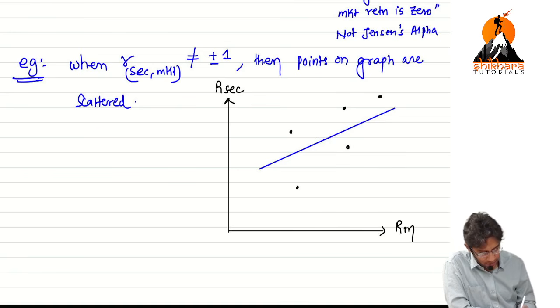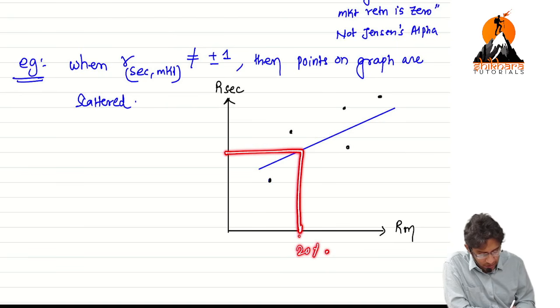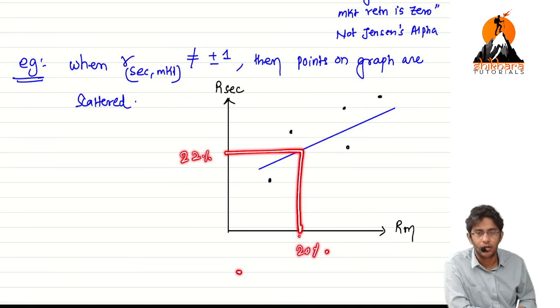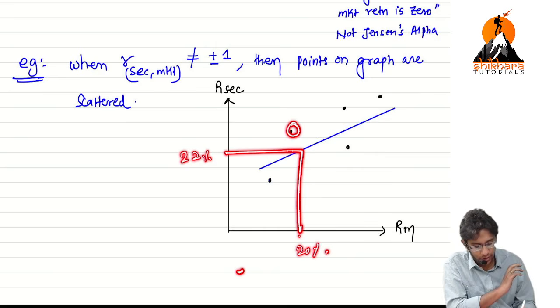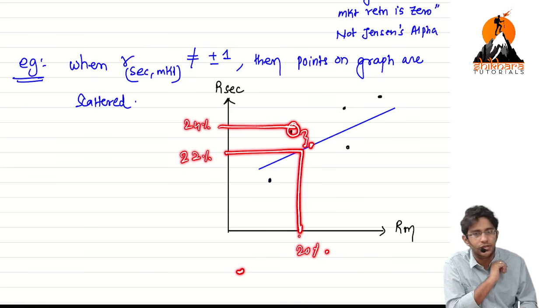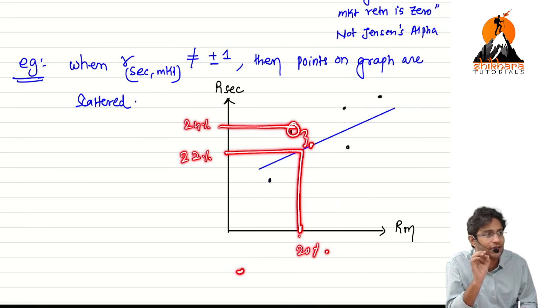If you tell me, sir, in any particular year, RM is giving 20% return. What is the security return? According to this line equation, the answer will be 22%, according to the formula. But the actual return won't be 22. It will be 24. There is a gap. Why is there a gap? Because this is not a correct straight line, it is a dummy straight line. Therefore, wrong answers will come.